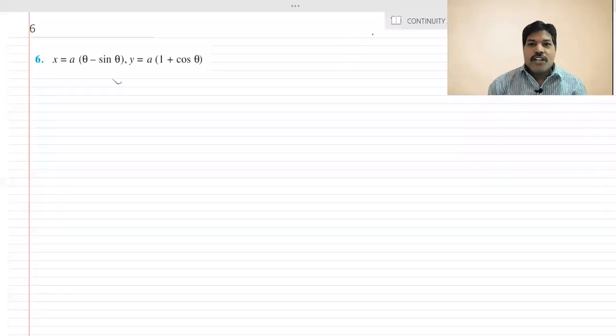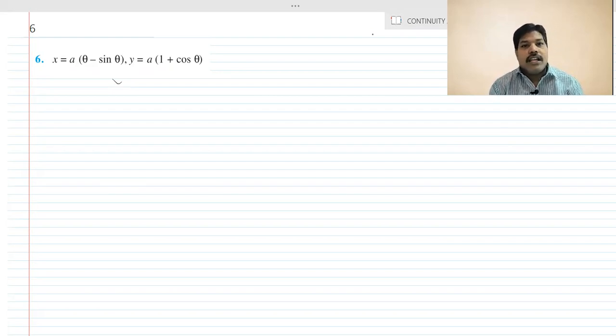The next question, question number 6. x is equal to a into theta minus sin theta, and y is equal to a into 1 plus cos theta. Then they are asking for the dy by dx value. See that one, students. First, take the function that is given.